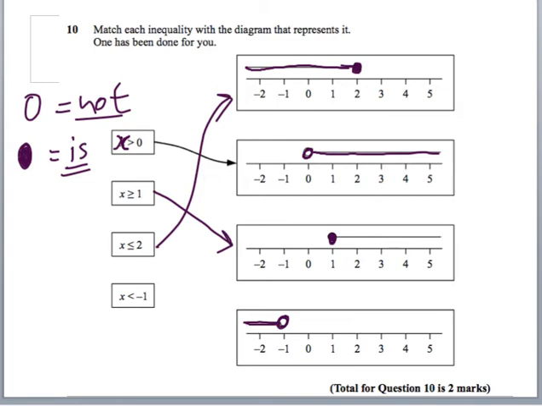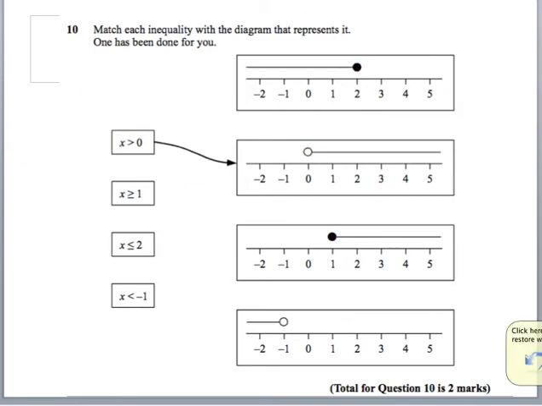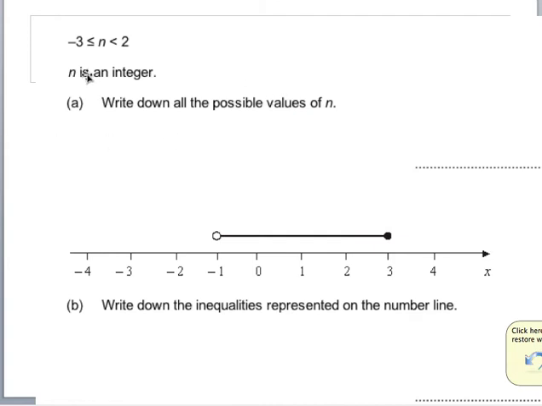So if we were to put that knowledge into practice, and we were asked, for example, in this question, n is an integer. Now again, we know that an integer means a whole number. Write down all the possible values of n. So this is a typical examination question. Try it yourself first of all.